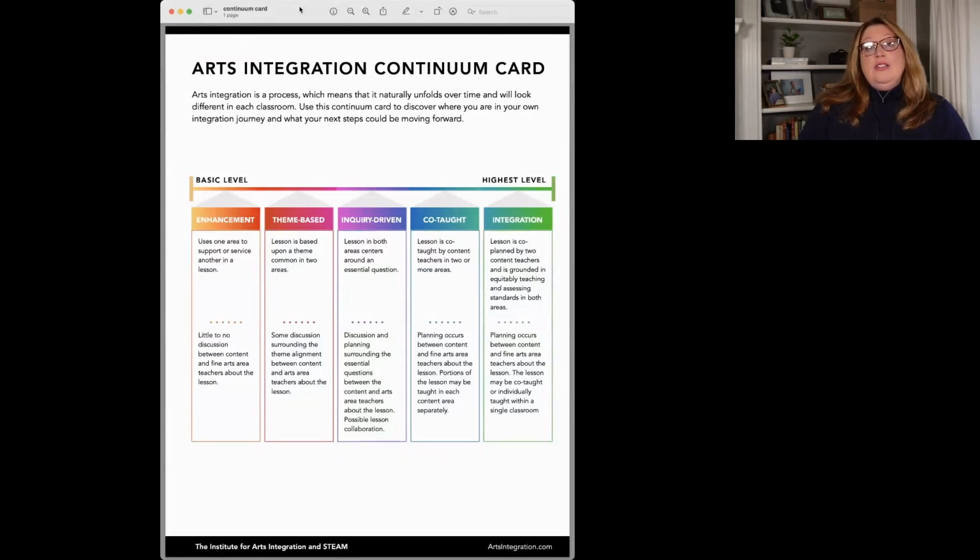It also allows us to self-identify as educators. Where are we spending most of our time in the world of arts integration? Which means this is where we're most comfortable. Now, this is important because if you are an advocate for arts integration, I don't want you to make the same mistake that I made when I was starting out.